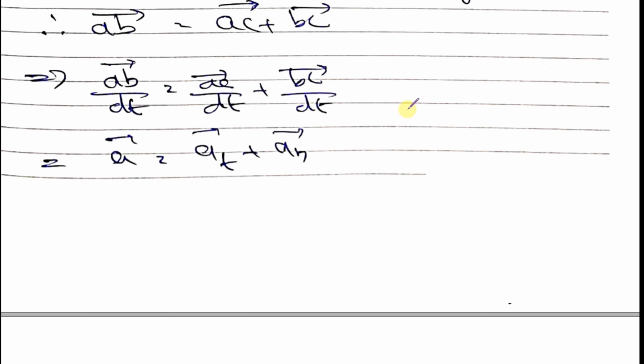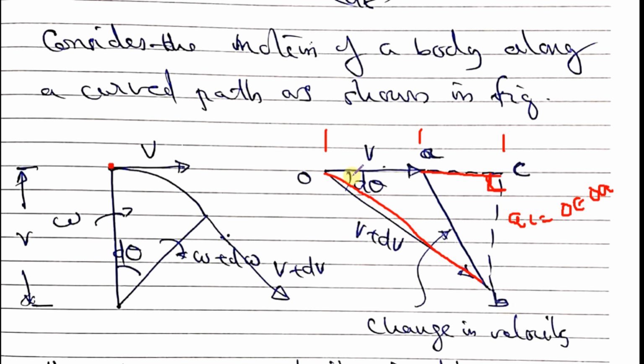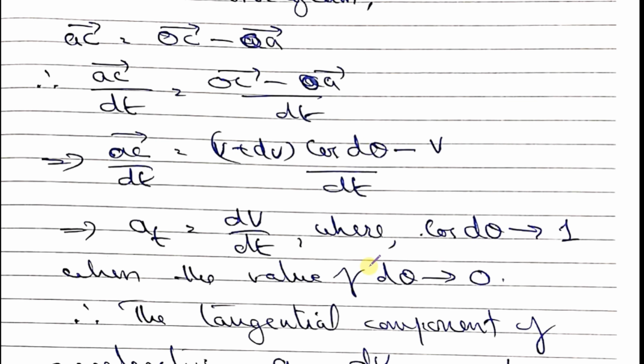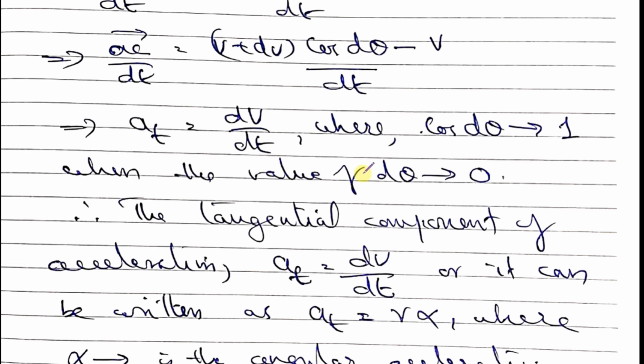Okay, you can see here. So AC is equal to OC minus OA in vector form. AC by dt is equal to OC minus OA divided by dt, and AC by dt is equal to V plus dV cos d theta, minus V, that is OA, divided by dt.